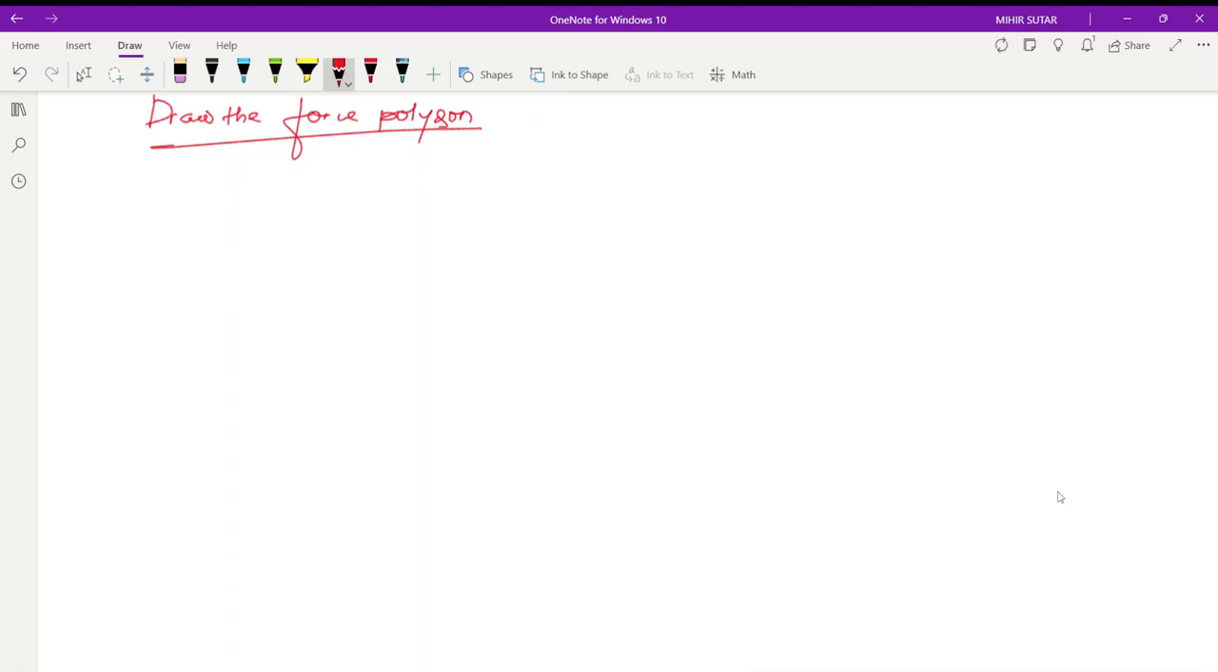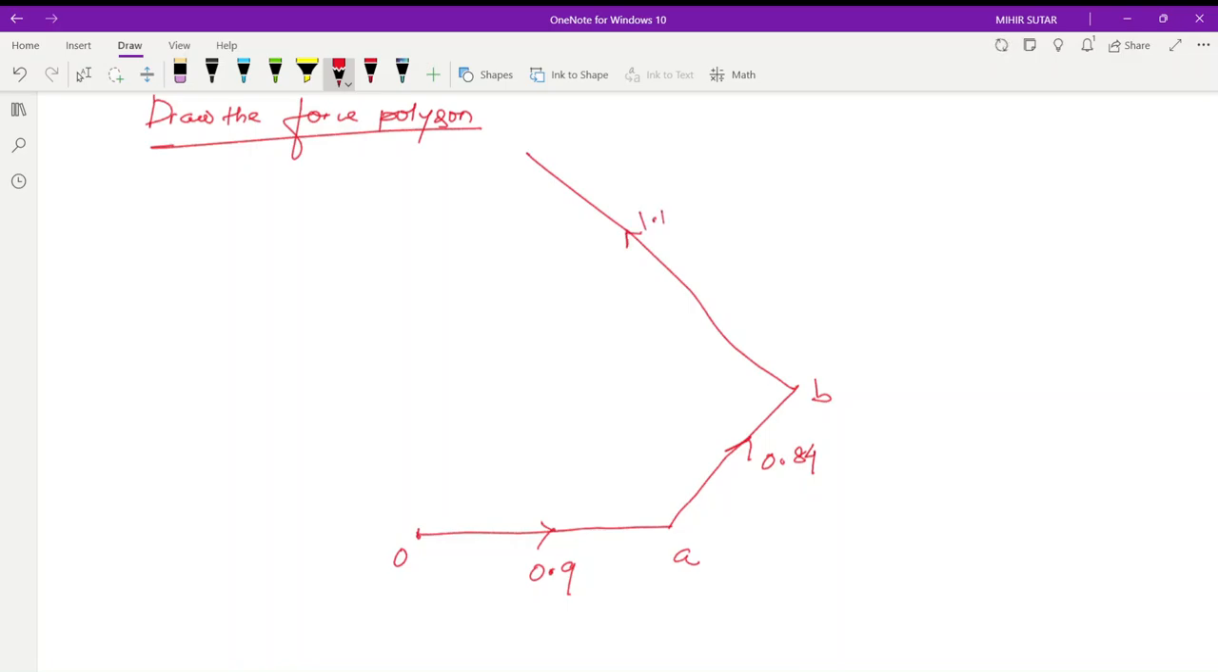Now let's take a reference point as O. Draw this 0.9, you will get point A. Then from point A take 0.84, it reach at point B. Then from point B take 1.12, you will reach at point C. Then from C draw 0.72, will reach point D, then take this point E for 0.05 MB that we have already obtained from the couple polygon. Now you join these 2 points.